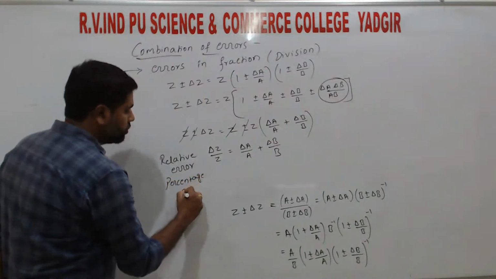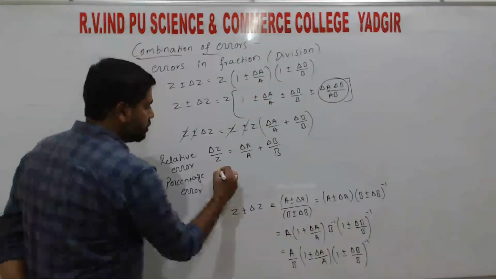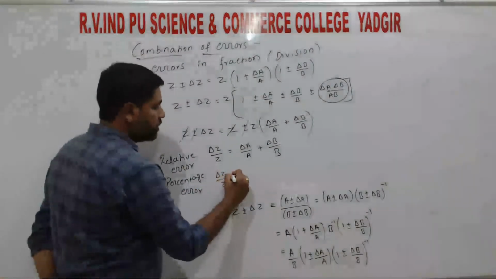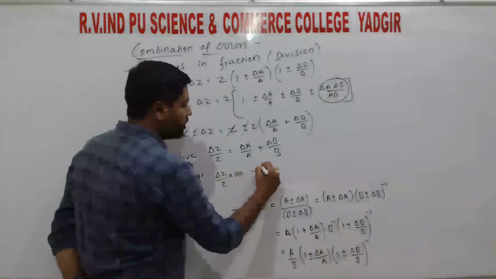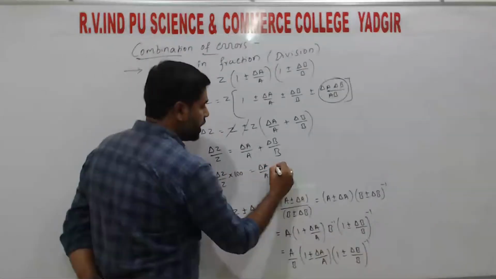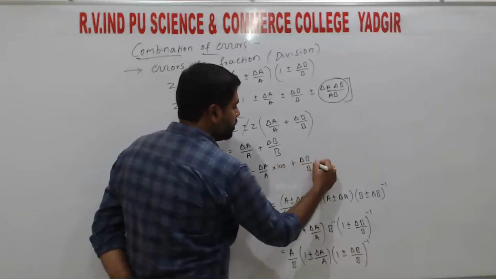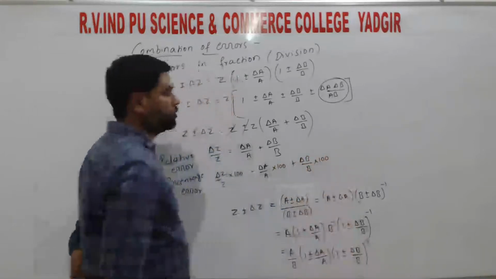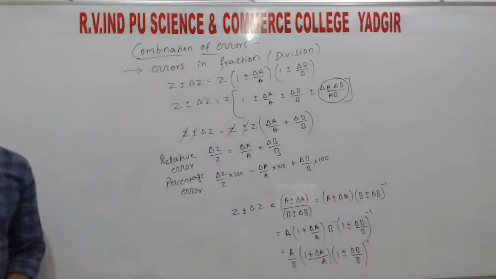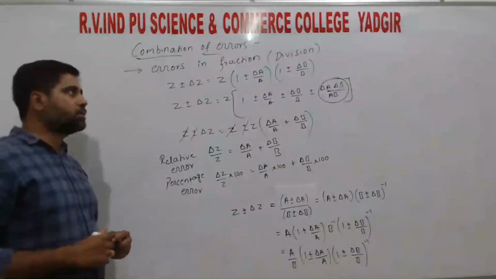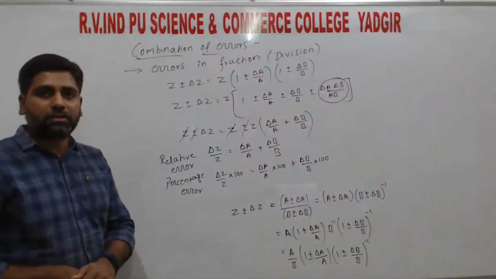So in the same way the percentage error, right? That is delta z by z into 100 equals delta A by A into 100 plus delta B by B into 100, right?